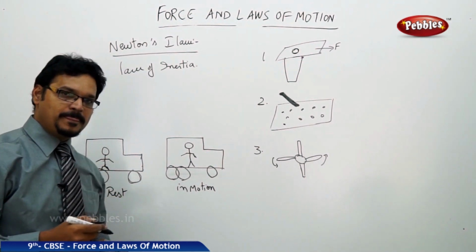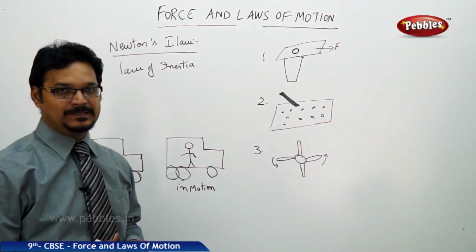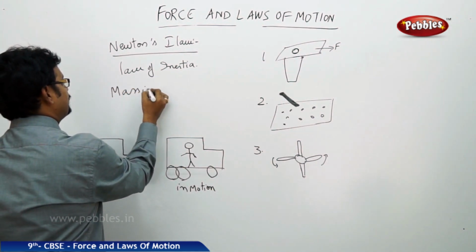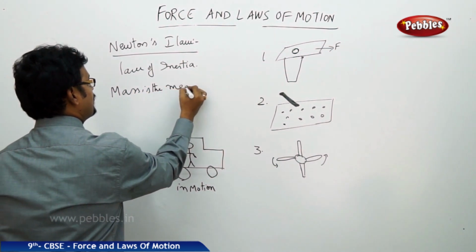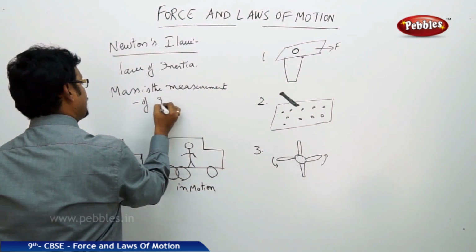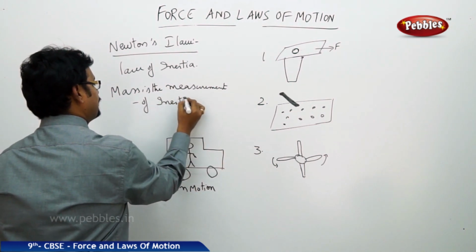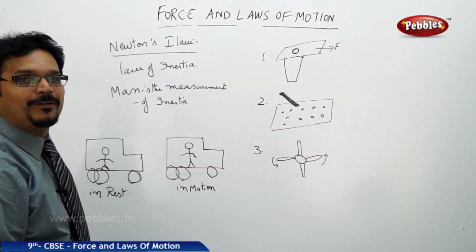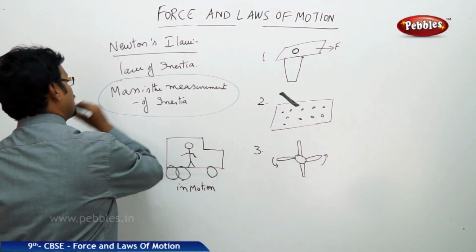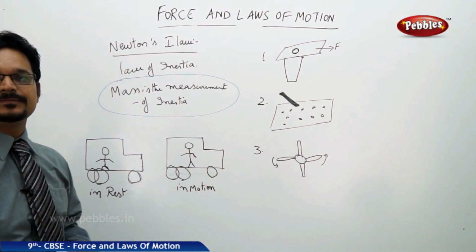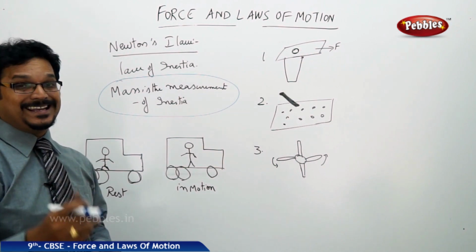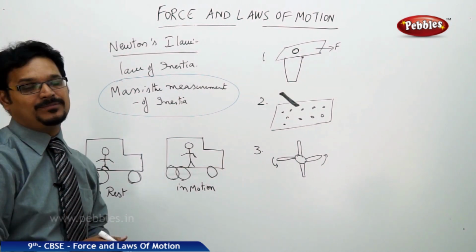So inertia is related to mass, and we can say mass is the measurement of inertia. This statement is important to remember. Mass is the measurement of inertia. Means the more the mass, the more the inertia. The lesser the mass, the lesser the inertia. Let me take an example.